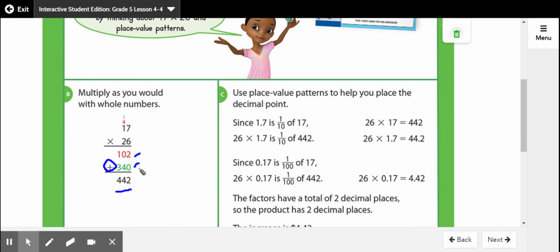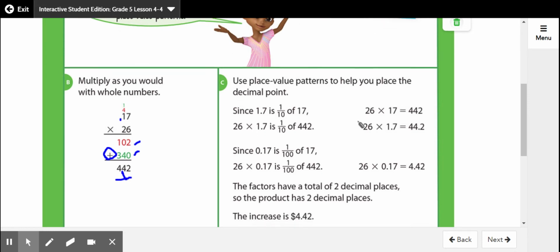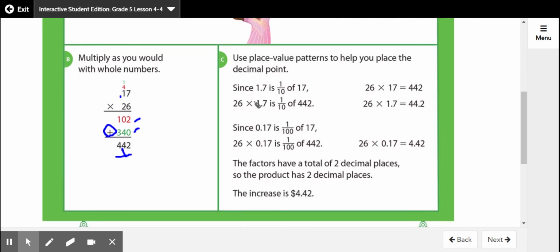But please remember, this was actually 0.17. And there are 2 numbers on the right side of the decimal. So I'm thinking I'm going to count 1, 2, and put my little decimal point right here. Uh-oh. Let's check it out. Well, here they're going to explain why that is.